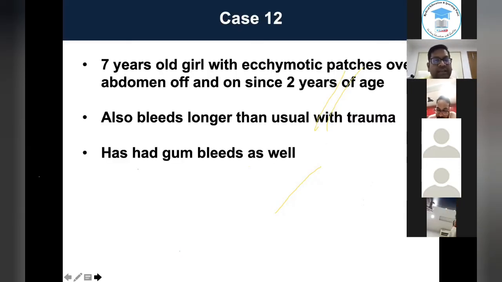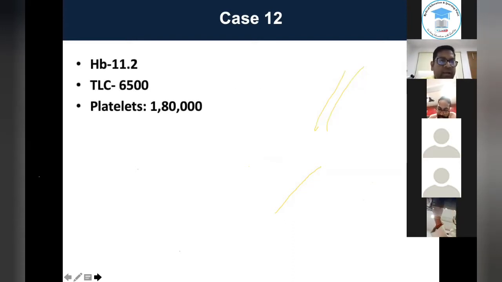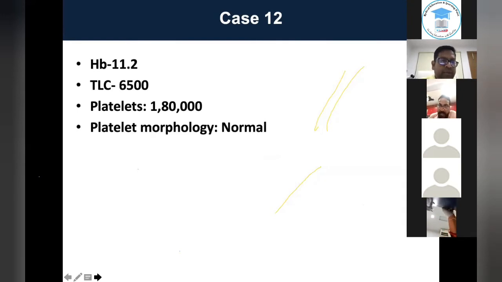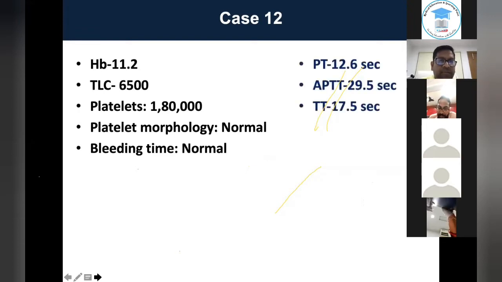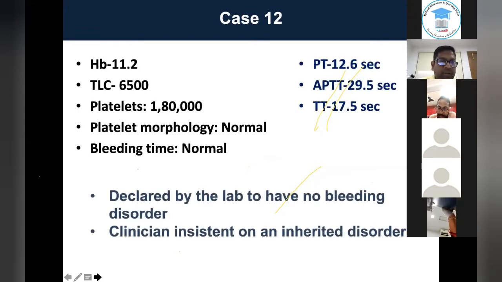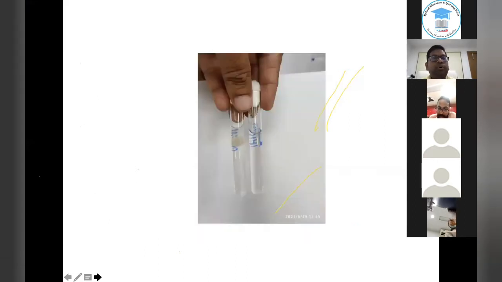Coming to the next case, a 7-year-old girl with ecchymotic patches over the abdomen on and off since 2 years of age, who also bleeds longer than usual with trauma and has had gum bleeding as well. Testing shows hemoglobin, TLC and platelets almost normal. Bleeding time is normal. PT, APTT, everything is normal. So the lab declared no bleeding disorder, but the clinician insisted. So urea solubility testing has been done.